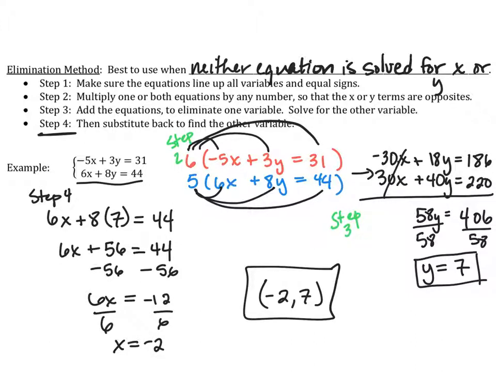So that is a pretty quick overview of solving linear systems. Something to remember in the elimination method. Step 1, making sure everything's lined up. You can manipulate the equations to line things up. Step 2 may not be necessary, or it may only be necessary with one of the equations. And then step 3 and 4 are what they are.